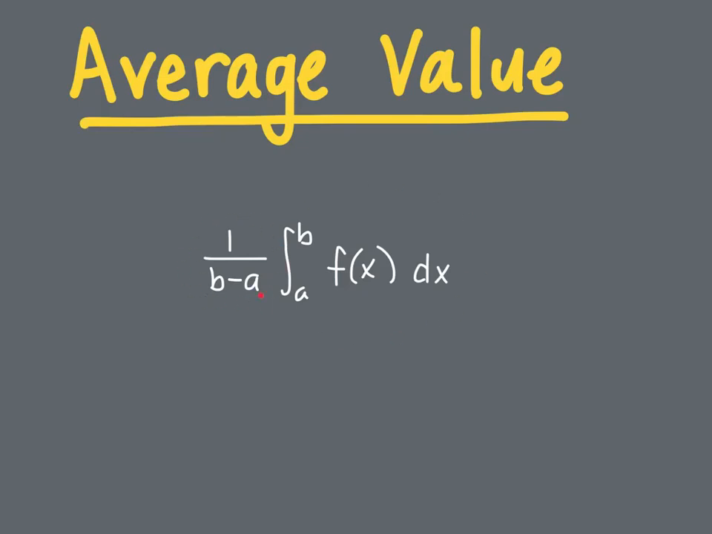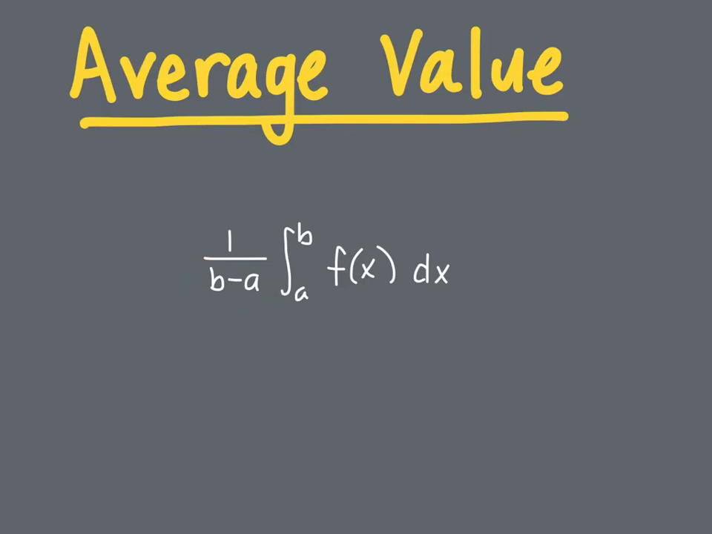This is the distance between b and a. In the past, AP tests have asked you to find the Riemann sum of a function and then give the value of this as an integral and explain what it means. So anytime you see a fraction in front of your integral, that often means average value. And you can verify this by the fact that if you're going from a to b, the distance between those two is this number down here.